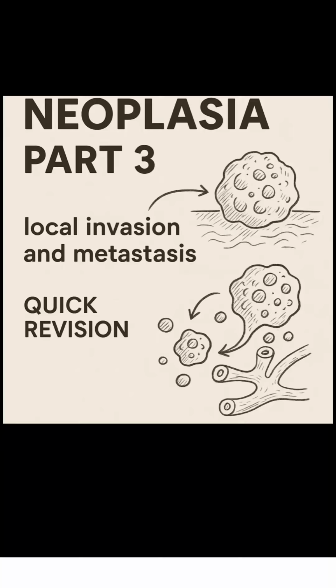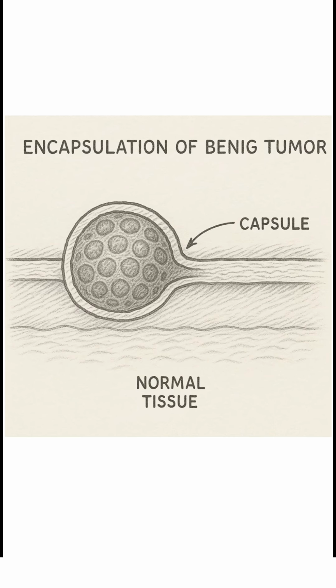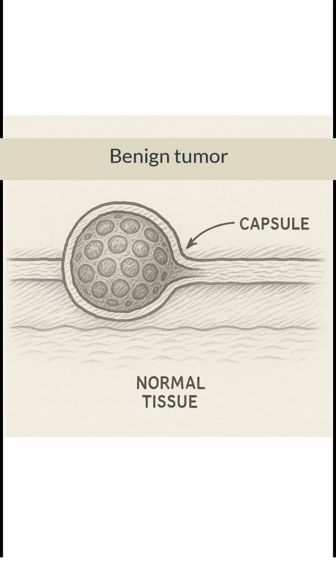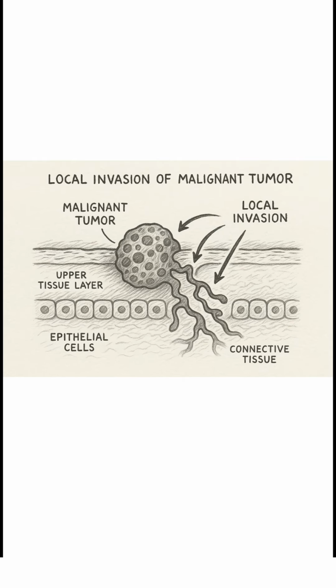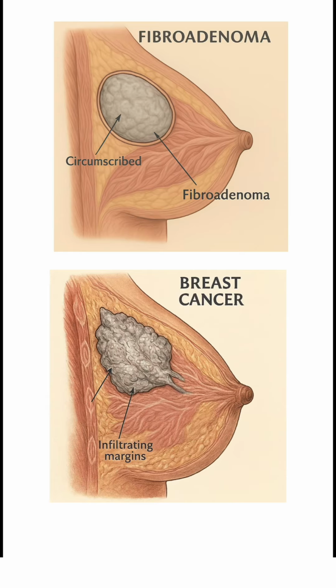In this series, let's discuss local invasion and metastasis. As you can see, a benign tumor is a well circumscribed mass and it is usually encapsulated. In contrast, a malignant tumor, as you can see in the picture, is an infiltrative mass, grows rapidly and invades the underlying tissue. This is how a benign tumor of breast, a fibroadenoma, looks. And you can see invasive breast carcinoma below that with infiltrating margins.